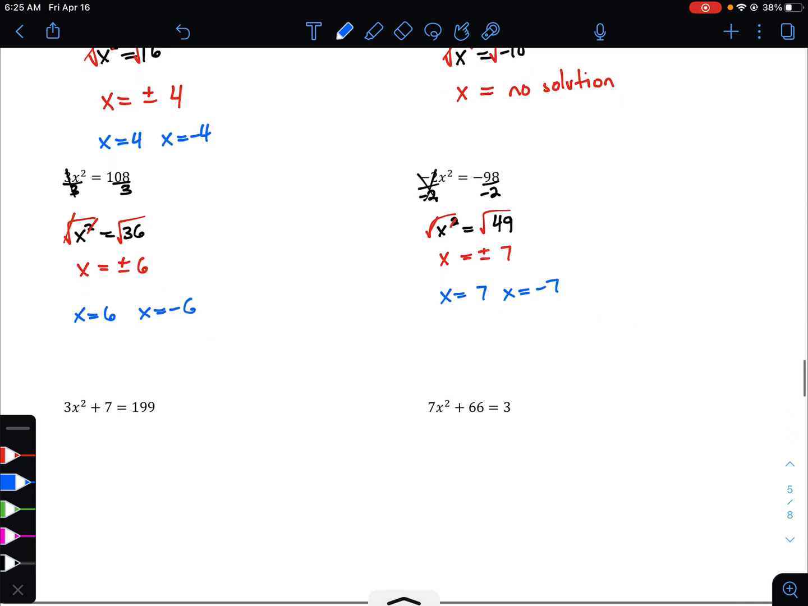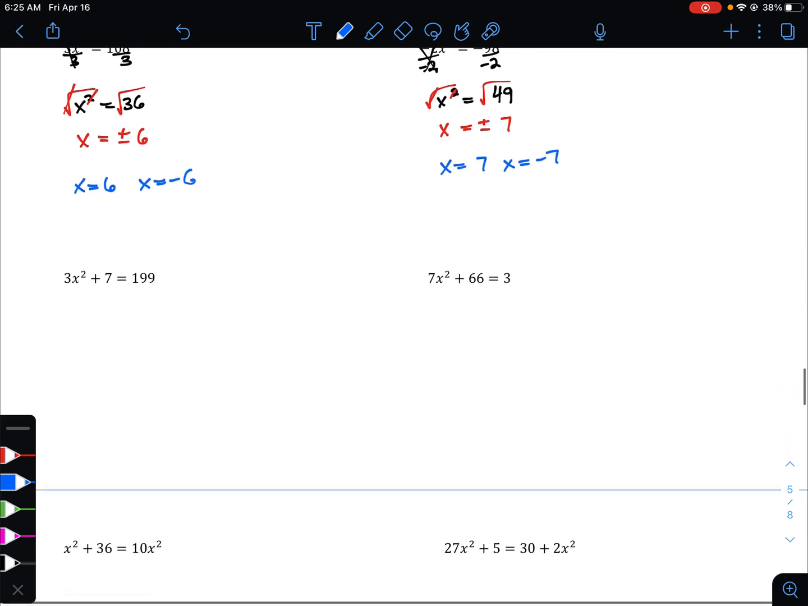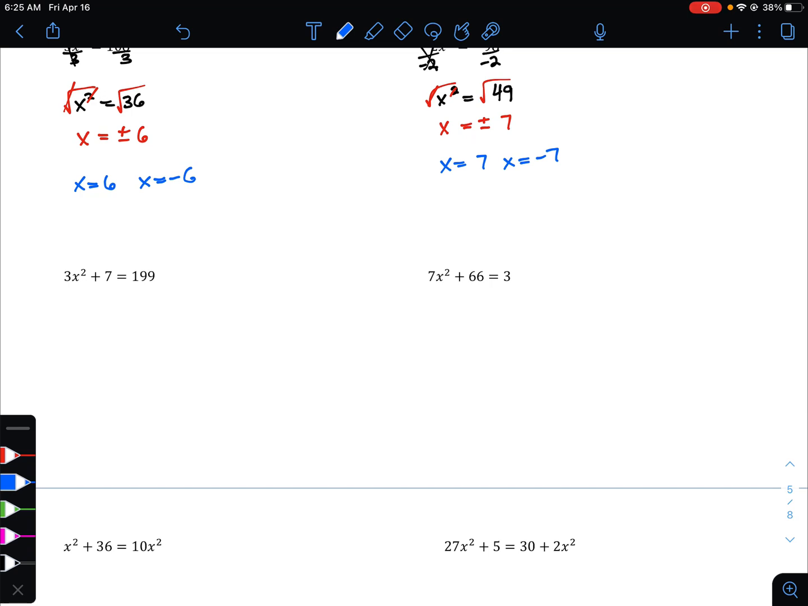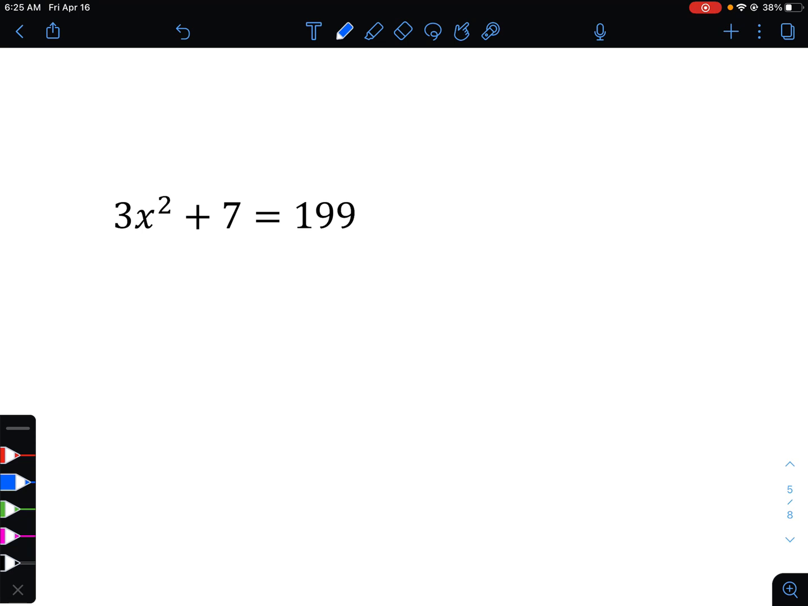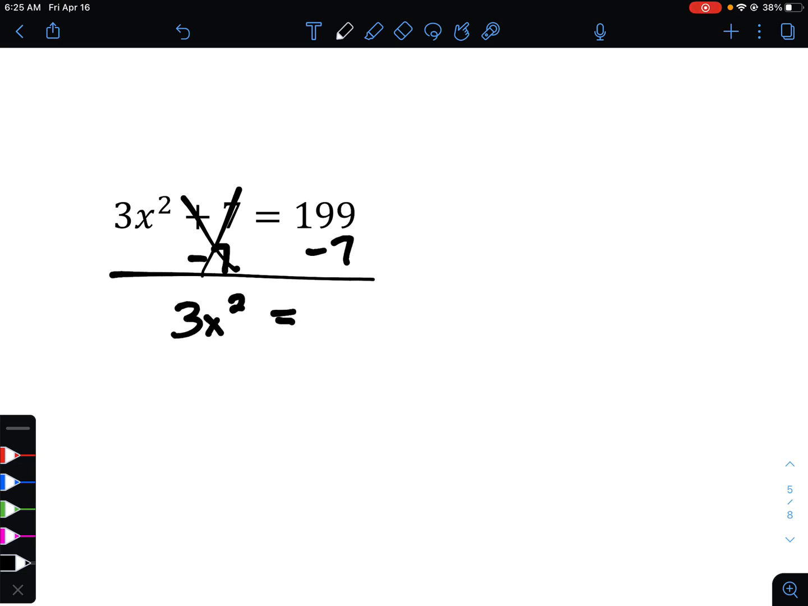Now let's get into where there might be a couple of steps to go before you would be able to take your square root. So in this next example, we've got 3x squared plus 7 is equal to 199. So step number 1, let's subtract 7 from both sides. That's going to leave us with 3x squared on the left side is equal to 192 on the right side.